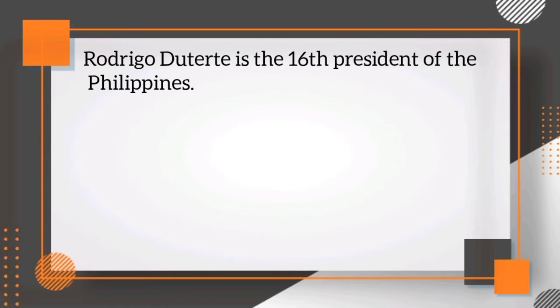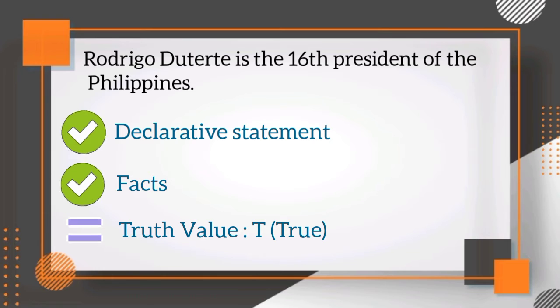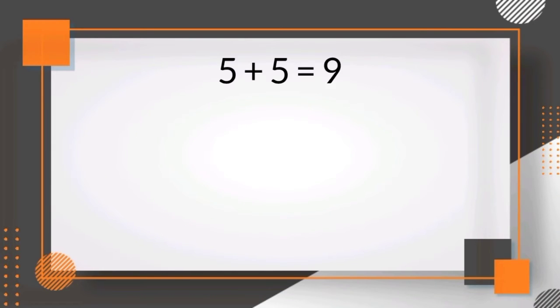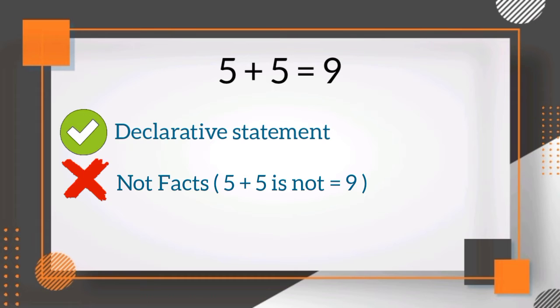Rodrigo Duterte is the 16th president of the Philippines. This is a proposition as it is a declarative statement. By checking facts and proving it, the statement's truth value is true since Duterte is the real 16th president of the Philippines. Next example, 5 plus 5 is equal to 9. This is a proposition since it is a declarative statement. We can determine its truth value by checking facts and proving it. 5 plus 5 is not equal to 9. It is equal to 10. So its truth value is false.